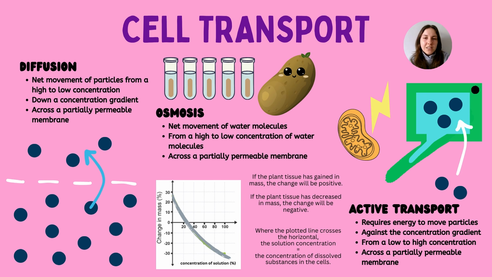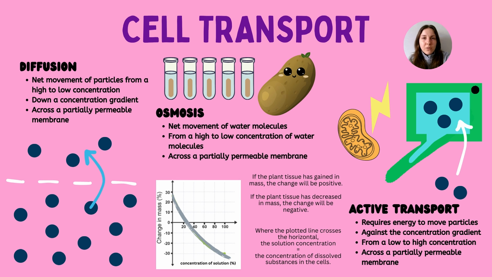You can see some of the data from the required practical here, and just as a key note, this does not always happen in the case of using potatoes. Sometimes the exam board will give you a different plant tissue, so don't get caught up with that. But essentially the data shows you if the plant tissue has gained in mass, the change is positive. However, if the plant tissue has decreased in mass, the change will be negative. Where the plotted line crosses the x-axis on the horizontal line, this tells you the concentration of the solution is equal to the concentration of dissolved substances in the cell.